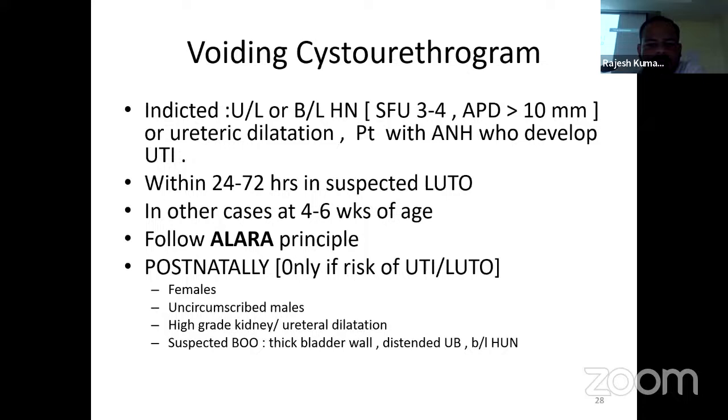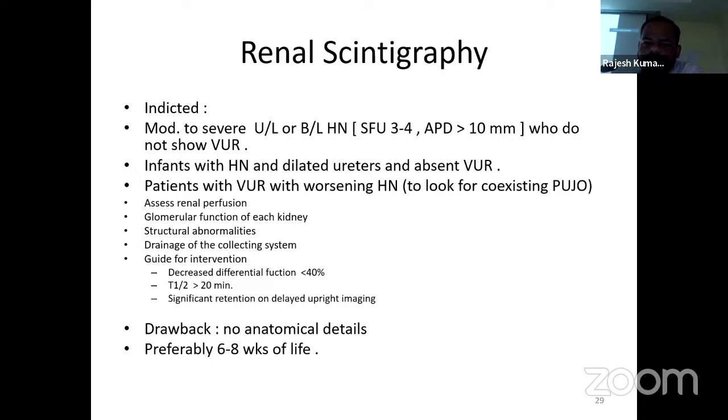Micturating cystourethrogram is indicated in unilateral or bilateral hydronephrosis of Society of Fetal Urology grade 3 and 4, when anterior posterior diameter is more than 10 mm or there is ureteric dilatation, and in patients with antenatal hydronephrosis who develop UTI. In lower urinary tract obstruction, MCU is done within 72 hours after birth, and in other cases after 4 to 6 weeks of age. Renal scintigraphy is indicated in moderate to severe unilateral or bilateral hydronephrosis in SFU grade 3 and 4 who do not show VUR.